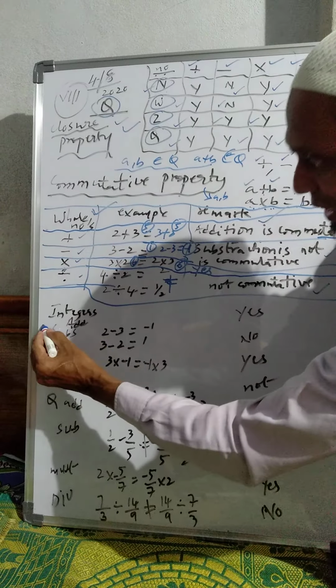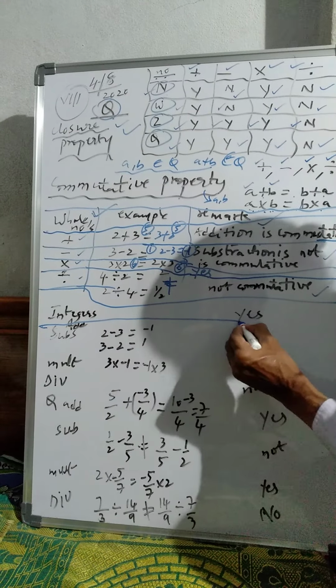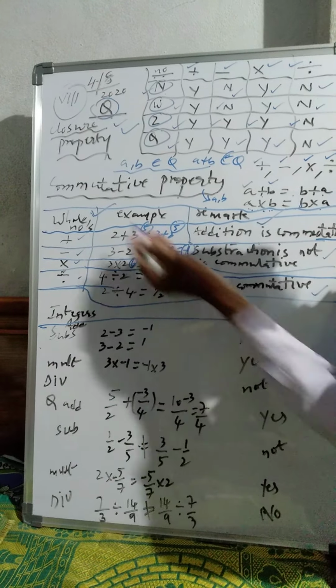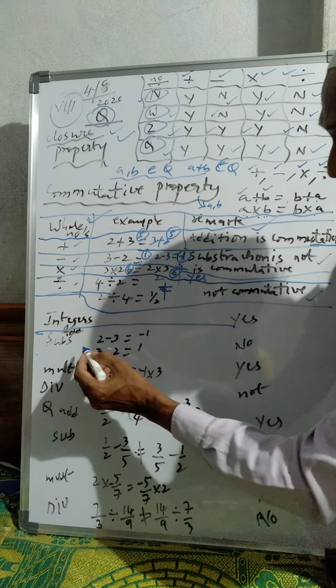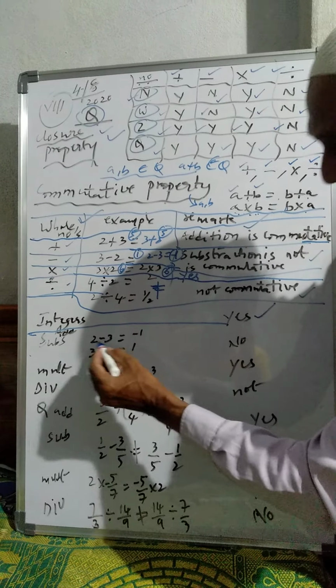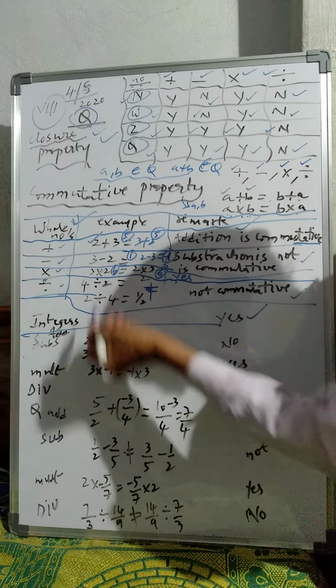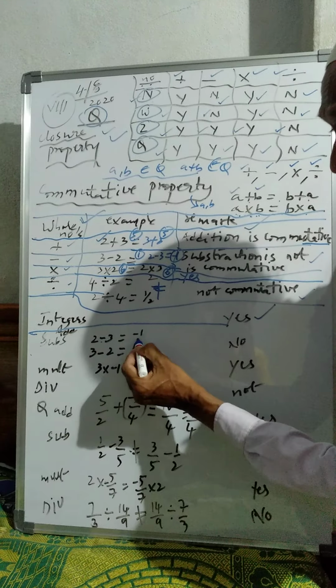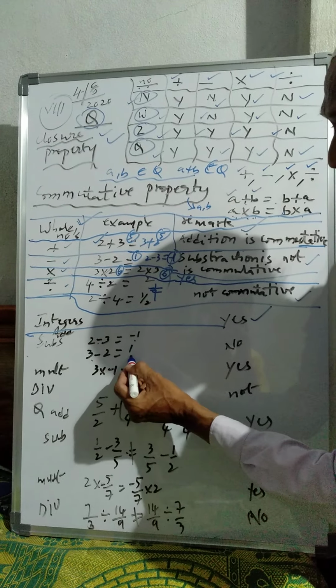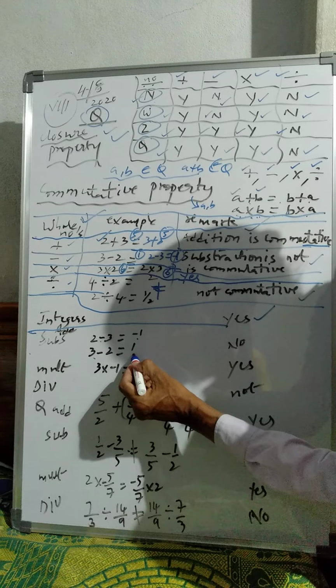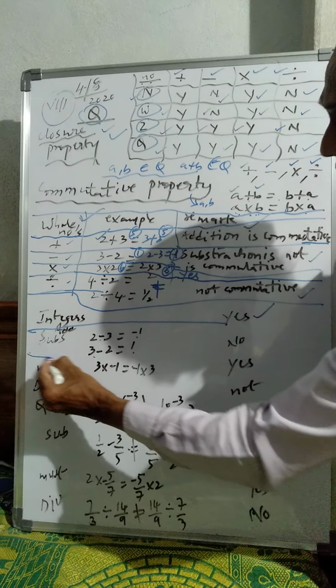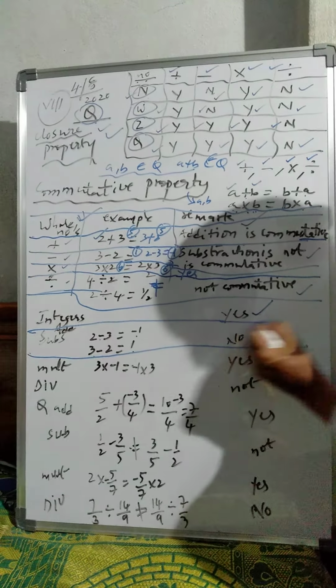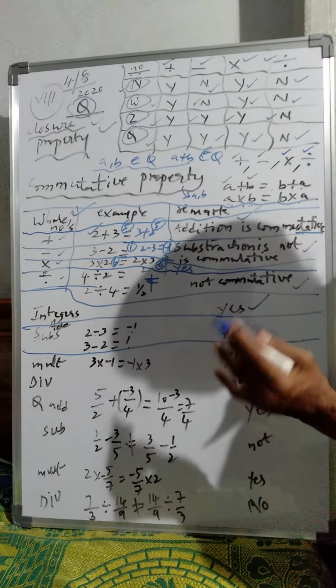Now let us come to integers. Let us say integers: you add integers, it is all the same as for whole numbers. Addition of integers is commutative, yes. Subtraction, take the same example here: 2 minus 3 is equal to minus 1, 3 minus 2 is equal to 1, and hence the result is changing, so it is not commutative, it is not equal.